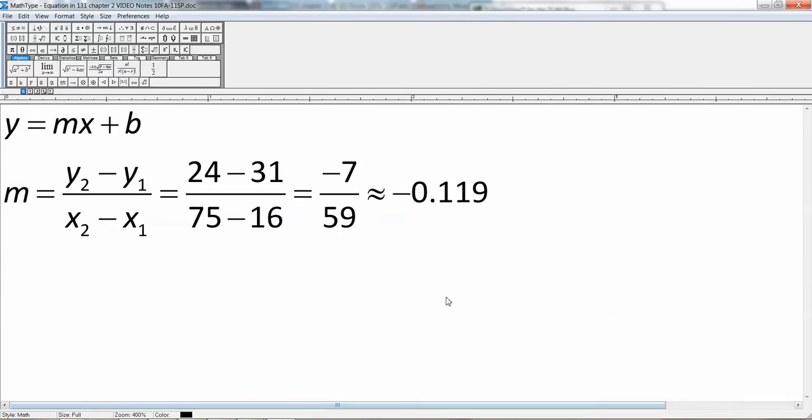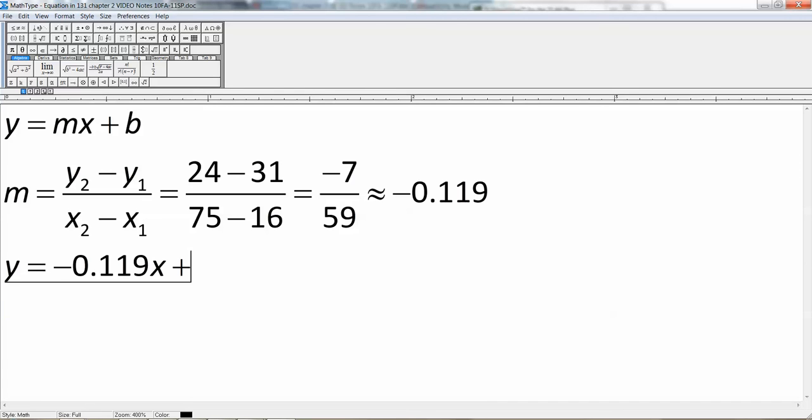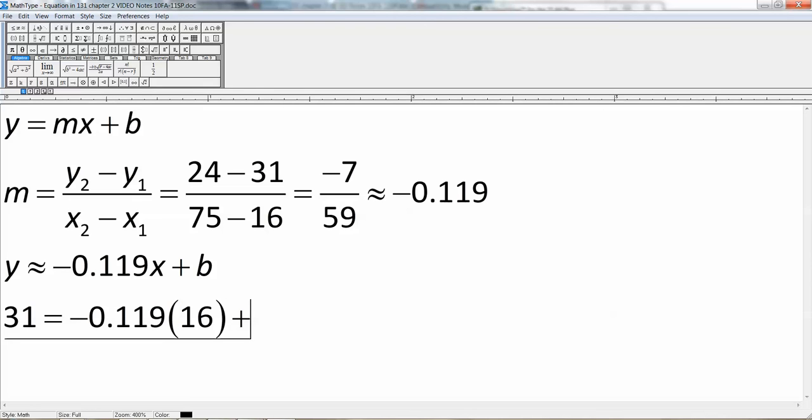That's great. But that's not my equation. So I need to find the equation. So I'm going to have to say, okay, y equals negative 0.119x plus b. It's not really equals anymore because I used the approximation. So it's really technically approximate, but whatever. All right, then I just need one of the points. So I could put in 16 and 31 if I like. 31 is equal to negative 0.119, oh, not x, sorry, 31 went with 16, plus b.